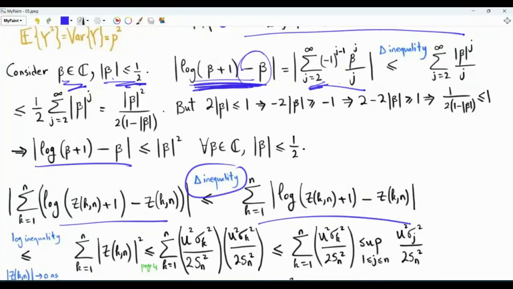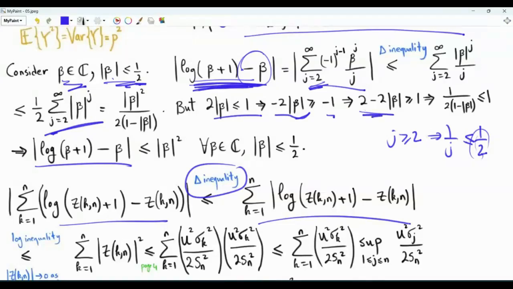By the triangle inequality, the magnitude of the sum is less than or equal to the sum of magnitudes. J is greater than or equal to 2. So this means that 1 over j is less than or equal to 1 over 2. We can upper bound 1 over j by 1 over 2. Now this becomes a constant that can be taken outside the summation. We end up with a convergent geometric series. And so this is 1/2, and then the first term is magnitude of beta squared, and then we divide by 1 minus the ratio of the geometric series, which is the magnitude of beta. Note that 2 times the magnitude of beta is less than or equal to 1. Multiplying both sides by -1, then -2 the magnitude of beta is greater than or equal to -1.